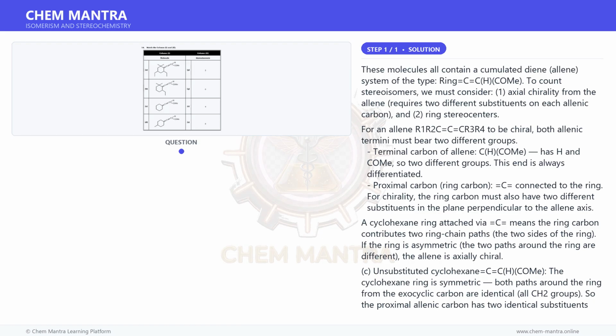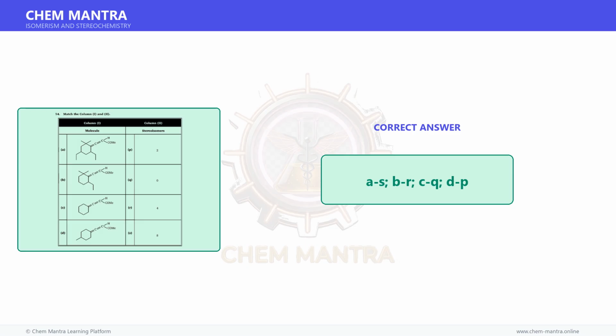Summary. A has allenic chirality plus 2 ring stereocenters, 8 stereoisomers, S. B has allenic chirality plus 1 ring stereocenter, 4 stereoisomers, R. C has no chirality sources, 0 stereoisomers, Q. D has allenic chirality only, 2 stereoisomers, P. Therefore, the correct answer is A-S, B-R, C-Q, D-P. The correct answer is shown on screen.